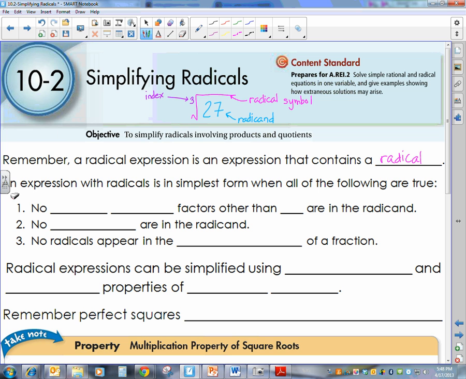Now, an expression with radicals is in simplest form when all of the following are true. First off, there can be no perfect square factors other than 1 in the radicand. There can be no fractions in the radicand. And you can have no radicals in the denominator of a fraction. So all 3 of these things have to be true to make sure your radical is in simplest form.